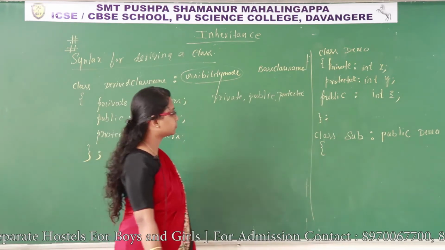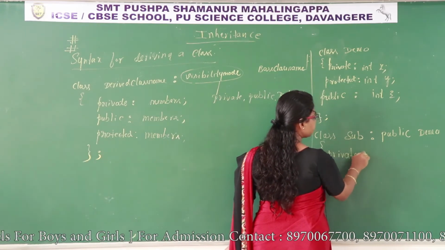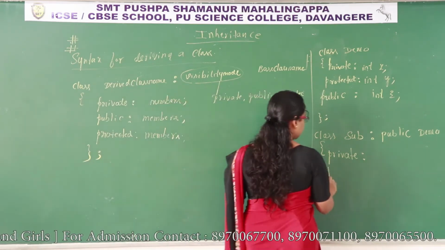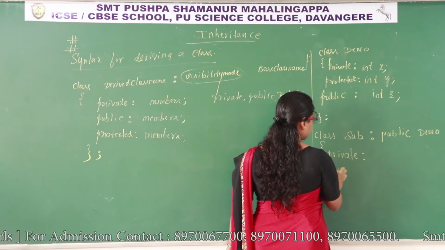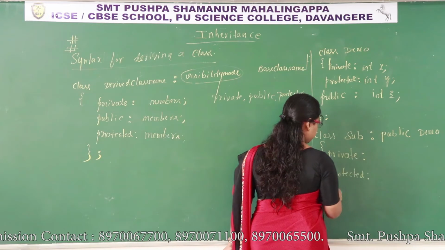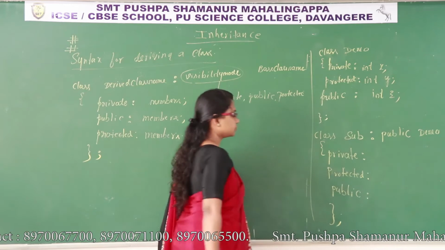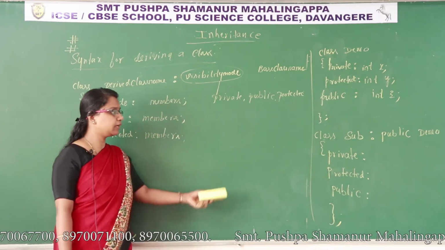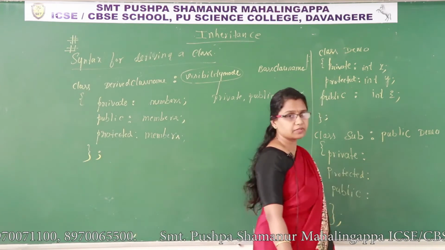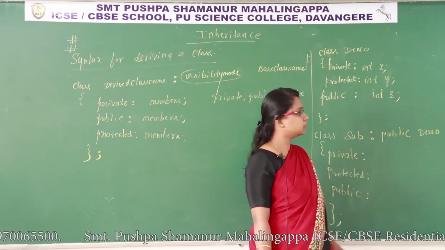Understood? Now, in the derived class also, every class has three access specifiers: private, protected and public. I will not take any data members here. I have just mentioned the access specifiers. I only access the properties of the existing class here.